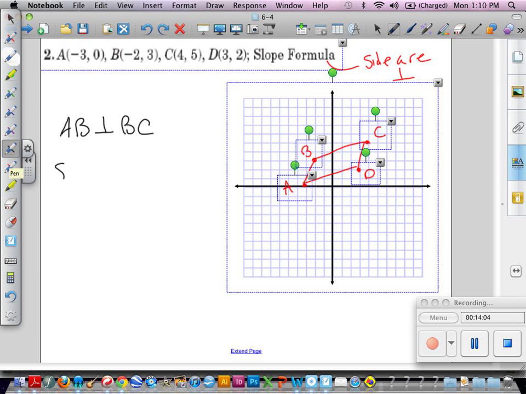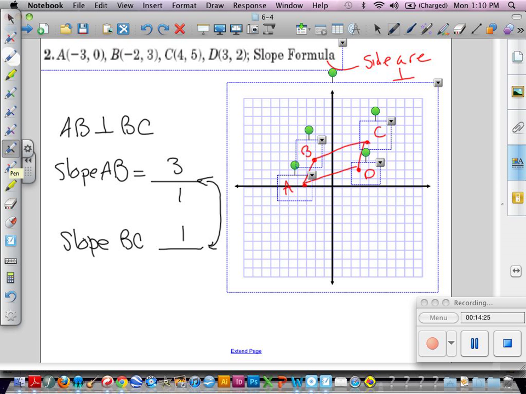So you need to find the slope of AB and the slope of BC. I've already done that, and it ends up being that these two are not perpendicular. I'm going to get 3 over 1, and I'm going to get 1/3. Perpendicular has to be flipped with a sign change, remember? So this is not perpendicular, so I would stop here. If they were perpendicular, I'd have to continue on.